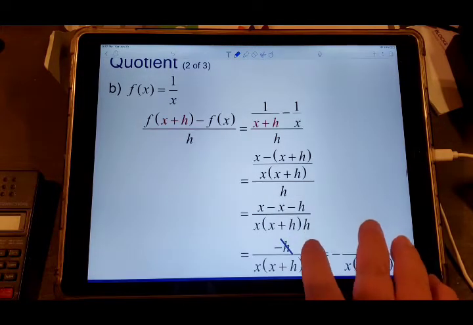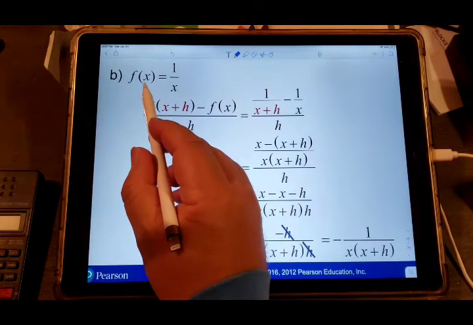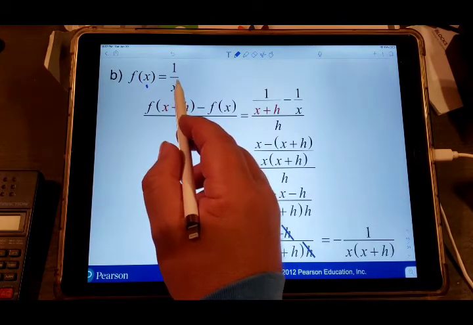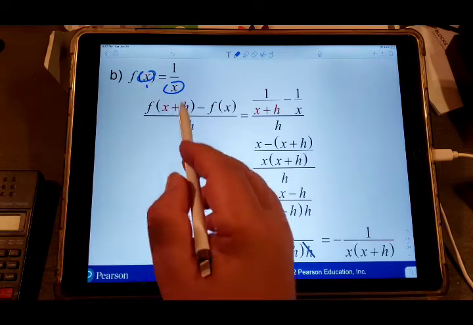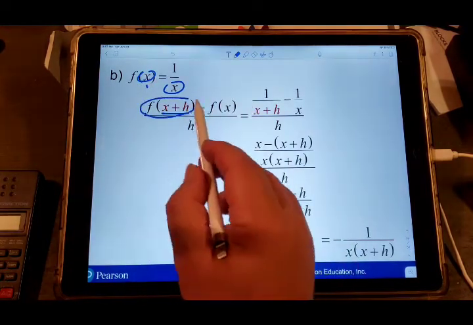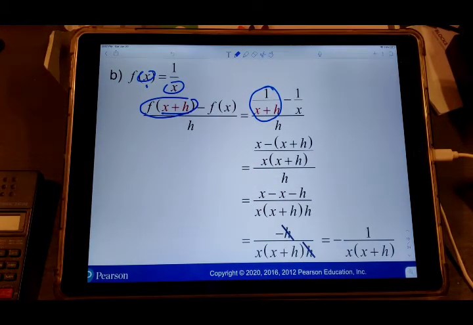Look at one more here. F of x is 1 over x. And so if you did that, remember what this is saying. F of x is 1 over x. So f of any argument is 1 over the argument. I could just replace x with whatever the argument is. So if the argument is x plus h, this little piece right here will be 1 over x plus h.